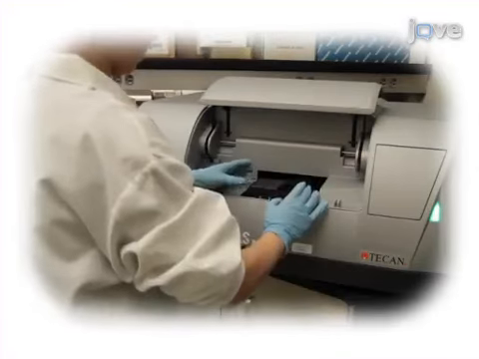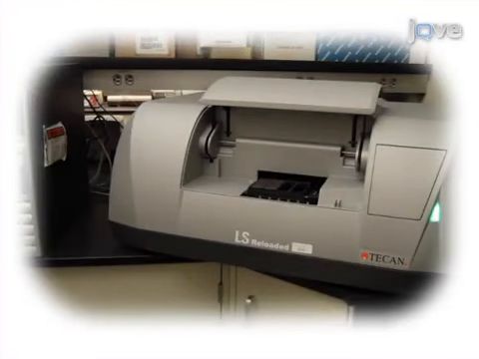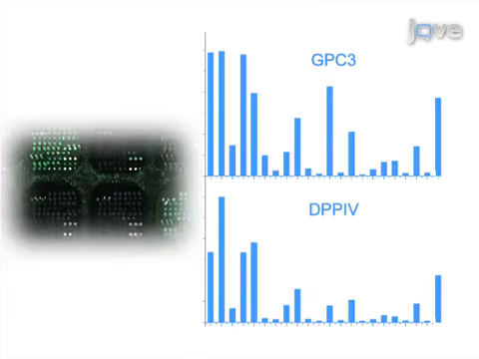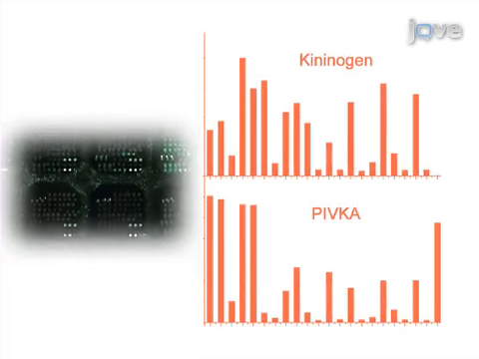The microarray slide is then scanned to detect fluorescence. Analysis of the resulting data reveals the glycosylation profiles of the sample proteins.